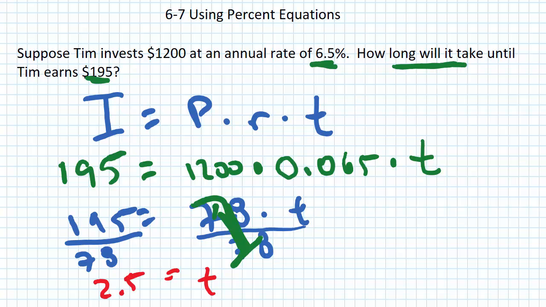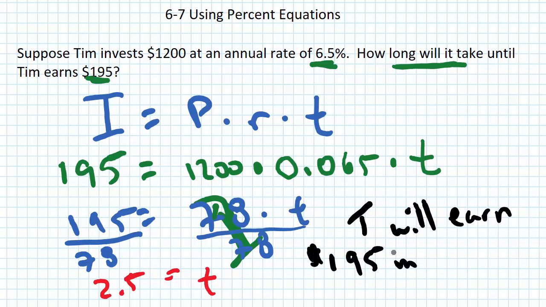So, answering the question, Tim will earn $195 in 2.5 years. All right, not so bad.